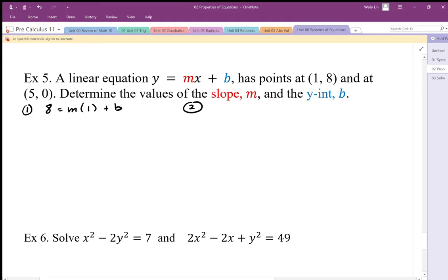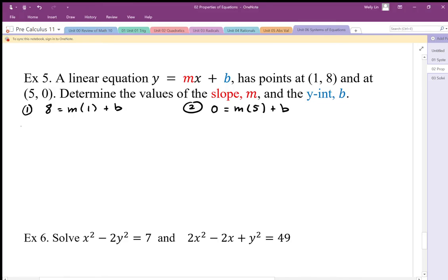I can use the second coordinate, y equals 0 when x equals 5. And again, I have the same two variables, m and b. So I have a system of equations. This is slightly different than what you would have done before, and I wouldn't necessarily suggest that you do this particular problem this way, but notice that it does set itself up for a system of equations. We have two unknowns, 2 points which give us two relationships.